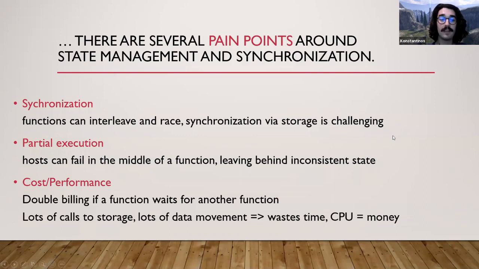And finally, there are issues related to cost and performance, since having a function wait for another function to produce its results means that we pay for two functions and not one. And since these functions don't have state, but they use other services and components as their state, such as storage and queues, this means that there is a lot of data movement to and from storage, which wastes a lot of time and in the end also money.